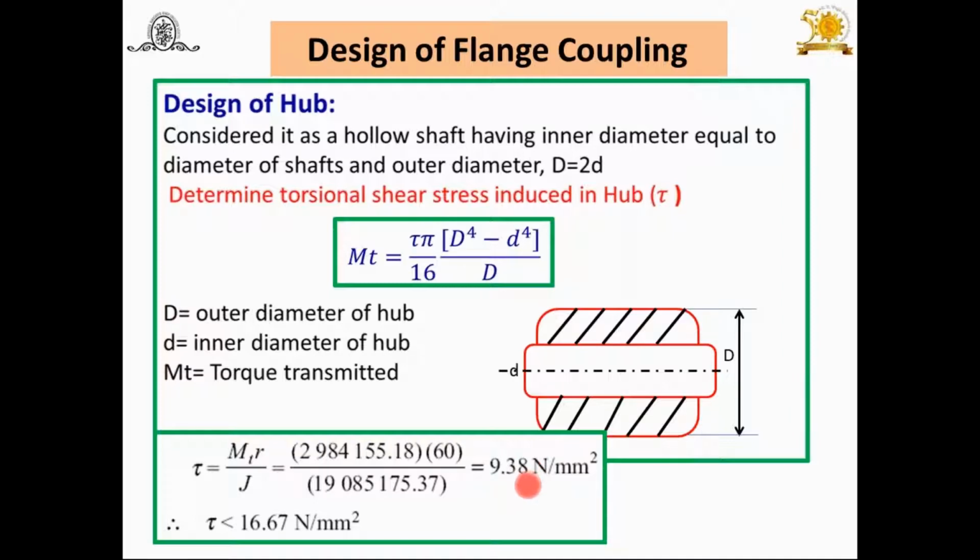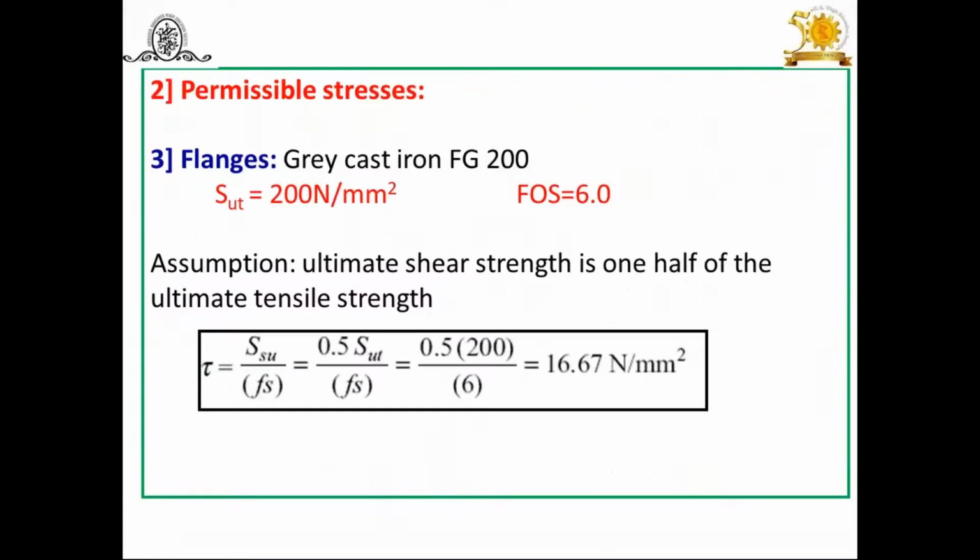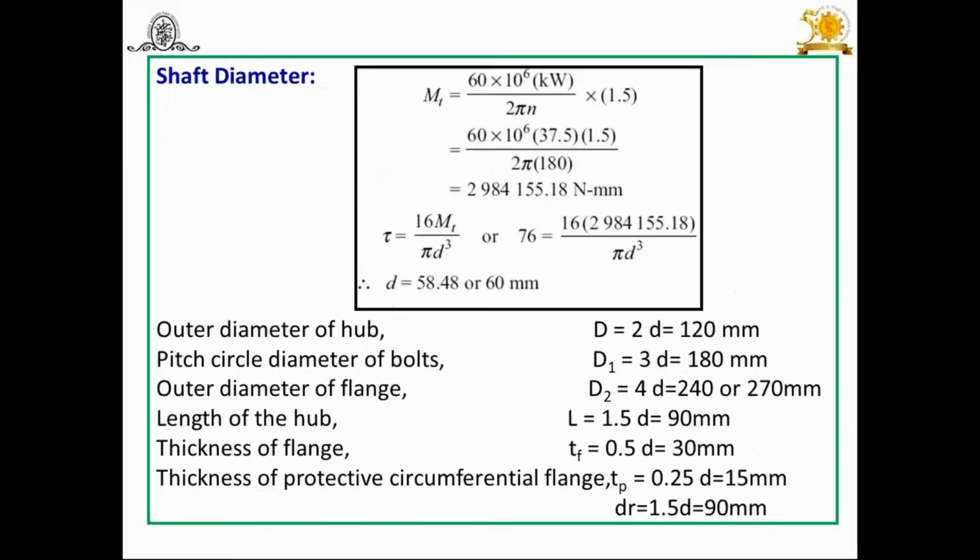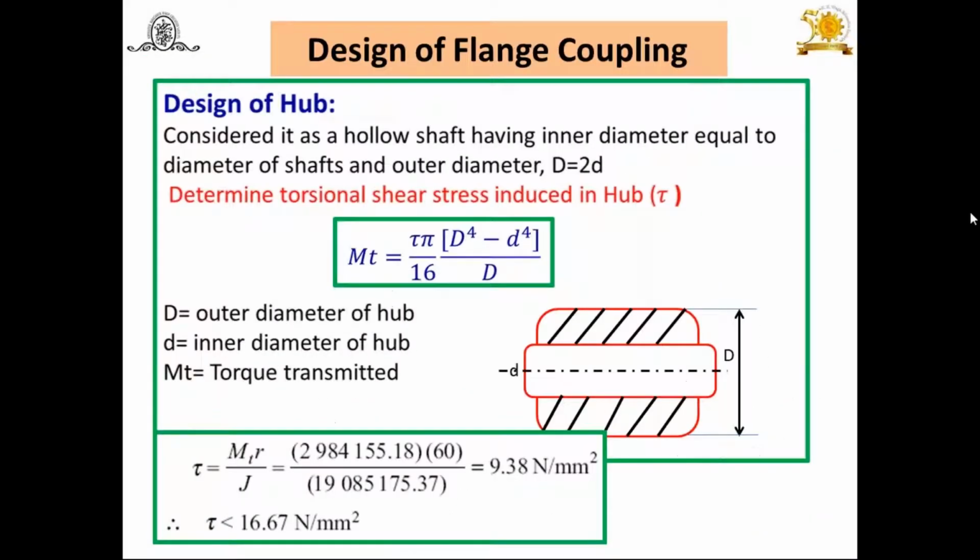This is the torsional shear stress induced in the hub, but the hub is made up of which material? It's a part of a flange, that means gray cast iron. And for gray cast iron, the permissible tau we have calculated in the first step, that is 16.67. I will show once again here to you. Look at this. How much is the permissible shear stress for this hub? That is 16.67. Now in calculation, you will find this induced torsional shear stress 9.38 is less than 16.67. You can see your design is safe for the hub.